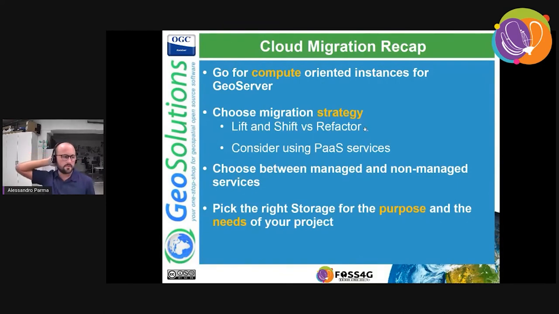So a quick recap, a small checklist basically, about things to consider for a cloud migration. Go for compute-oriented instances for GeoServer. Choose a migration strategy, either a lift and shift or a refactor. Consider using services offered by the provider, like managed databases. And pick the right storage for the purpose and the needs of your project.